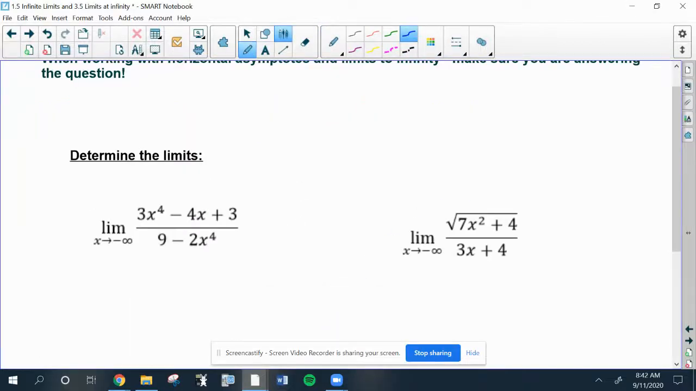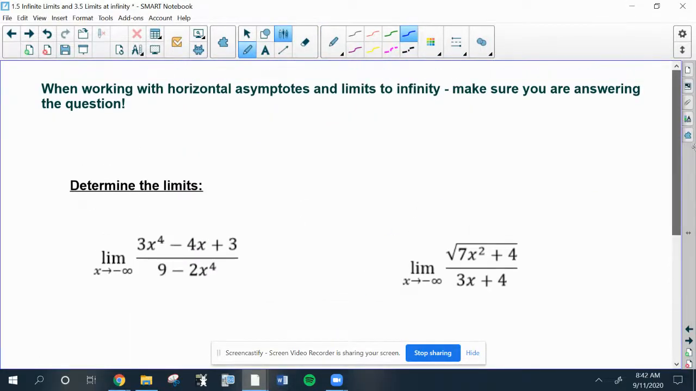All right, so in this video, we're going to look at horizontal asymptotes and limits to infinity, but I want to make sure that you know that there's not really a difference because limits to infinity do define horizontal asymptotes, but you have to make sure that you're answering the question.